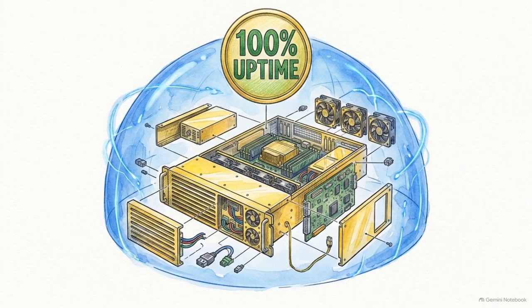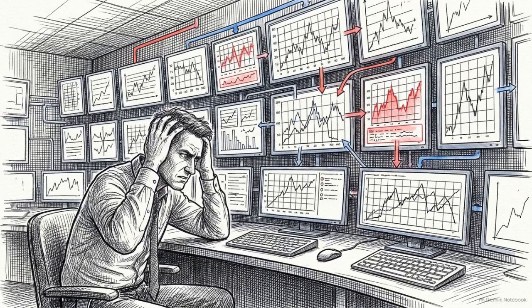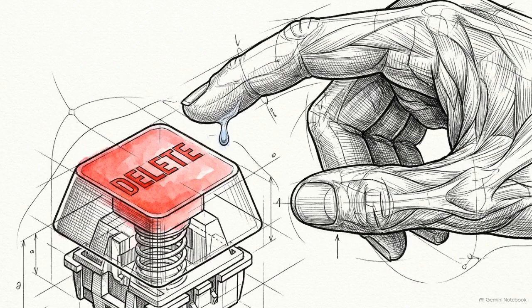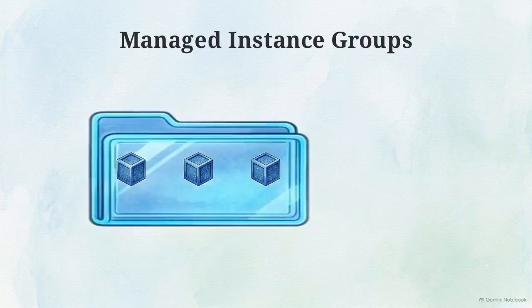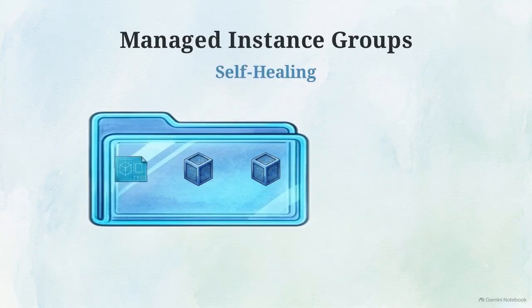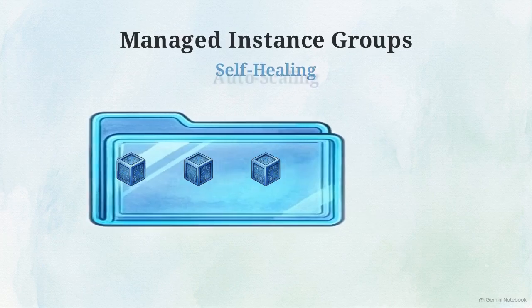Managing individual virtual machines one by one is an inefficient way to run a business. It's slow and it leaves too much room for human error. To solve this, use managed instance groups. It clusters machines into a unified fleet following a blueprint. This fleet is self-healing. If a machine crashes, it instantly builds a replacement.